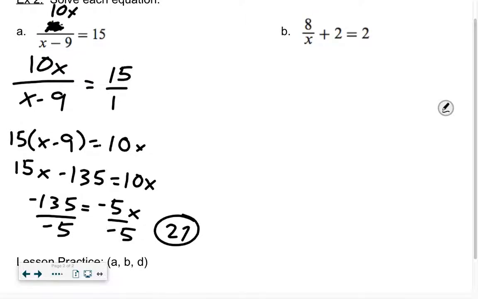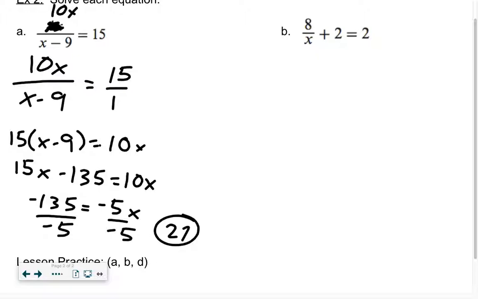Last one that I have for you is part B. 8 over x plus 2 is equal to 2. A couple of different ways you could go about solving this one. You could subtract the 2 from both sides to get 8 over x is equal to 0.